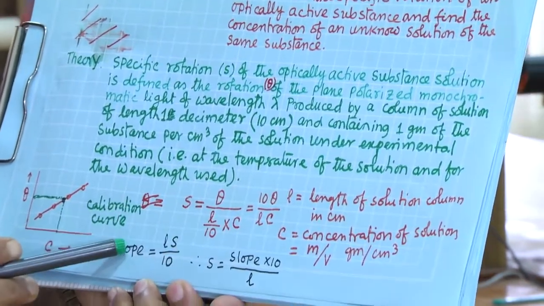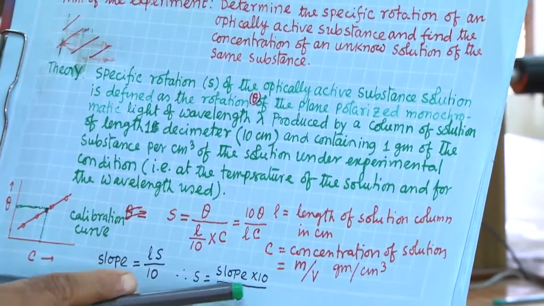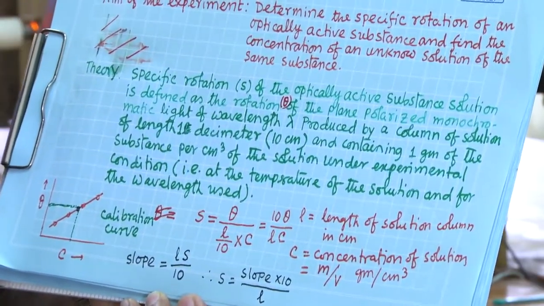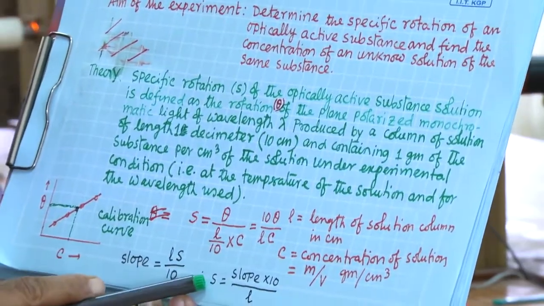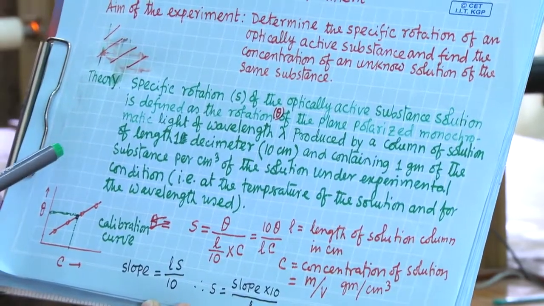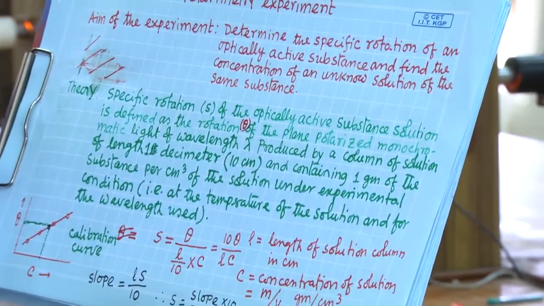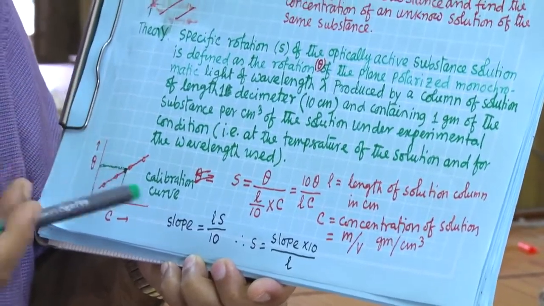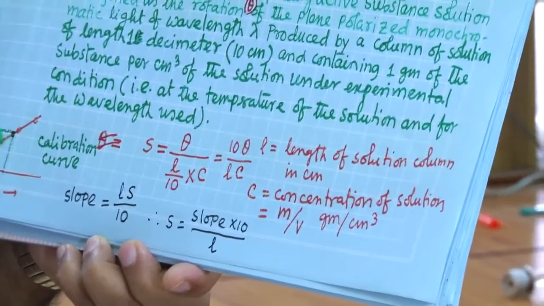Now, that S will be slope into 10 divided by L. Okay. L is the length of the solution column in centimeters. We have to remember that it is in centimeters. So, we can calculate the S. Okay. And you can do the experiment for an unknown concentration of the same solute. Okay. In our case, it will be sugar. So, that unknown concentration of that solution you can find out.